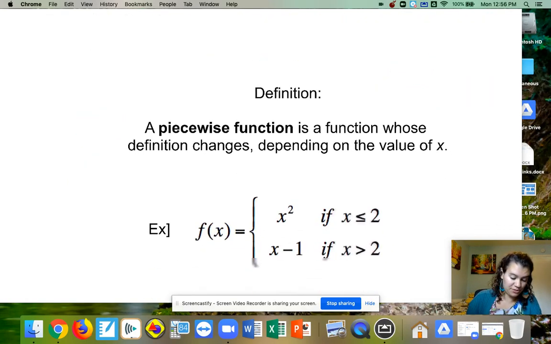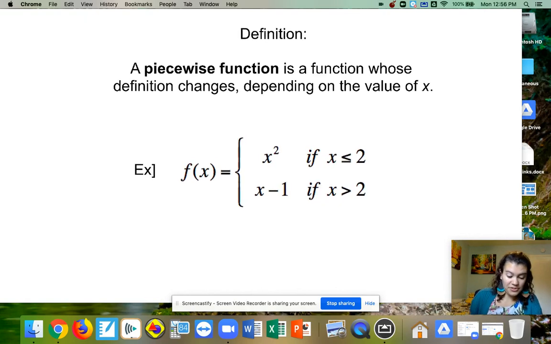Okay, so piecewise functions. A piecewise function is a function whose definition changes depending on the value of x. So you get a list of different functions. So this one here, if x is less than or equal to 2, you plug it in to x squared. If x is greater than 2, you plug it into x minus 1. So you're taking parts of different graphs and putting them together to make one big graph. This is usually where you get jumps and weird things happening, but it's just defining when x is something.